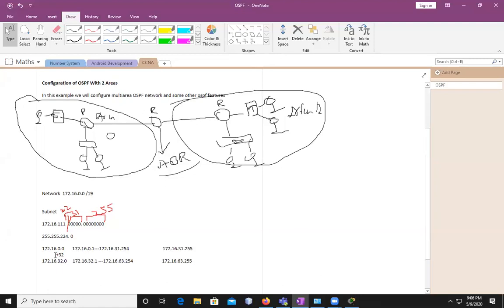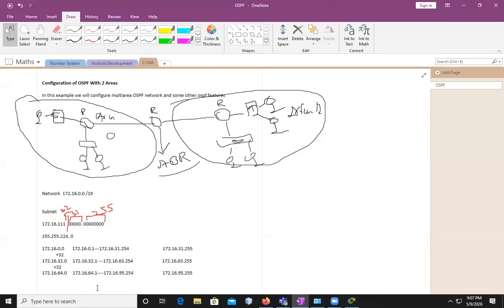Again we add 32 to the third octet, 32 plus 32, and we get 64. You can see it will be the number next to 63. So the broadcast will be 172.16.64 plus 31, which gives 95.255. Then the range will be 172.16.64.1 up to 172.16.95.254. Clear?